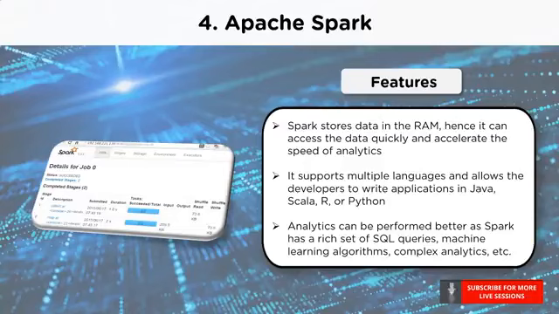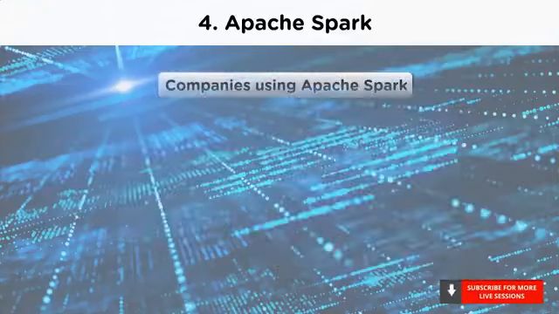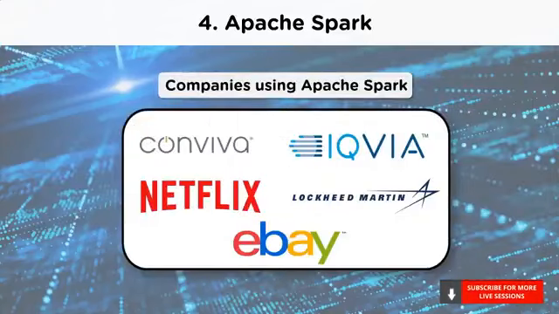Apache Spark provides fault tolerance through Spark RDD. Spark resilient distributed data sets are designed to handle the failure of any worker node in the cluster. Thus, it ensures that the loss of data reduces to 0. Conviva, Netflix, IQVIA, Lockheed Martin, and eBay are some of the companies that use Apache Spark on a daily basis.